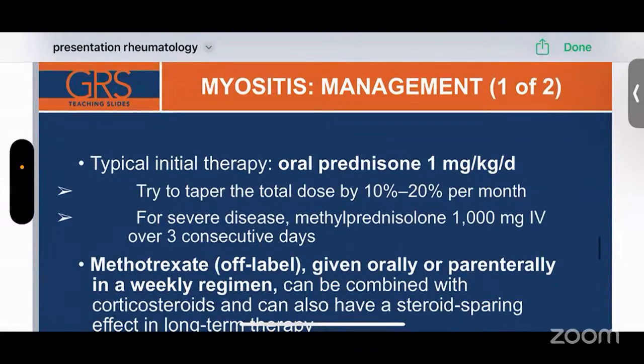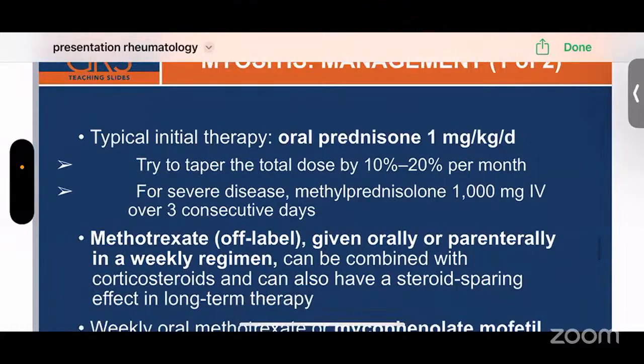So now after the diagnosis, we must move to management. For management of dermatomyositis, typical initial therapy will start with oral prednisone, 1 milligram per kg per day, and try to taper the total dose by 10 to 20% per month. For severe disease, methylprednisolone, 1,000 milligrams IV over 3 consecutive days.